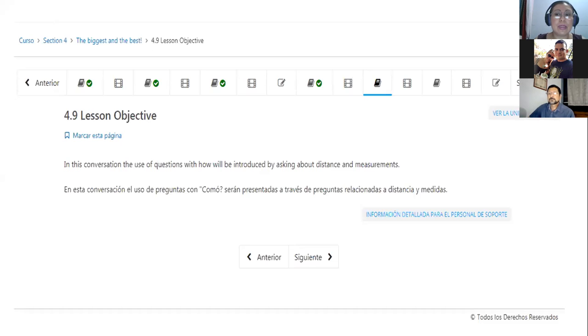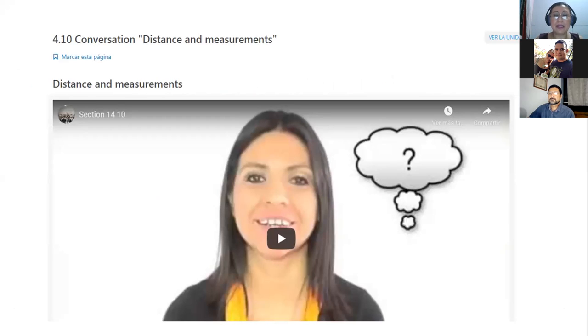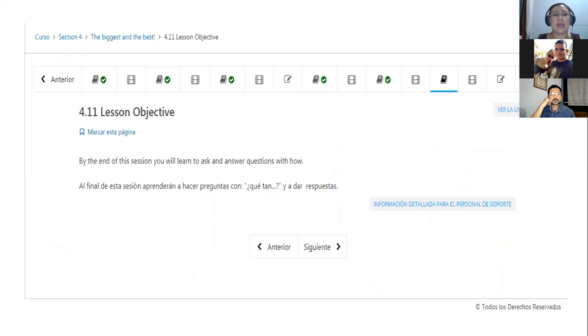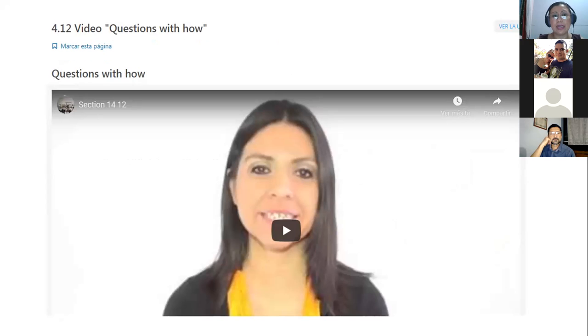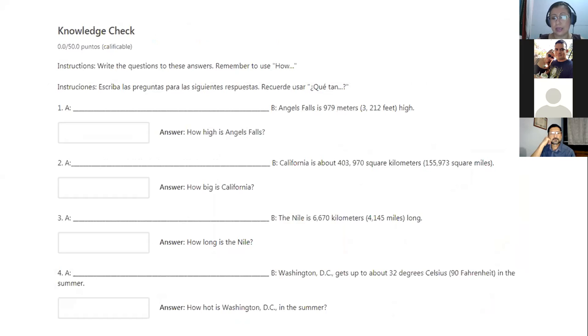So in the 4.9, it says, in this conversation, the use of questions with how will be introduced by asking about distance and measurements. We started this last night, we introduced this class, but today we are going to conclude it, right? So in the platform, you have in the 4.10, distance and measurements. In here, you will again listen about how long, how far, and so on. 4.11 is about learning to ask and answer questions with how. So that's what we are going to do tonight. And you have another video, which is 4.12, questions with how, so you can go and start practicing.